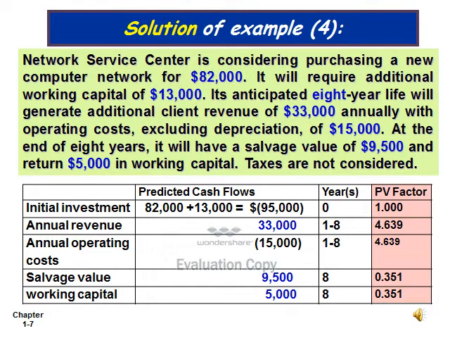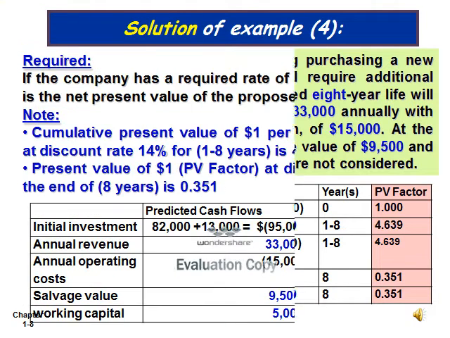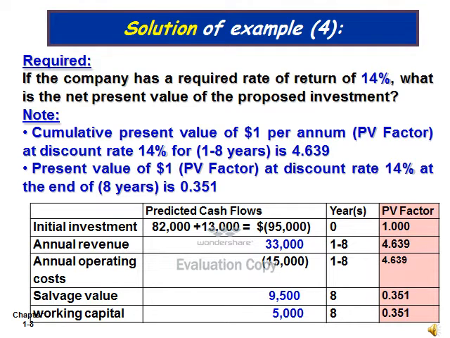To get the net present value, you must calculate the present value of cash inflow and the present value of cash outflow. That needs present value factor. You can get the present value factor from the required. The company here has a rate of return 14%.